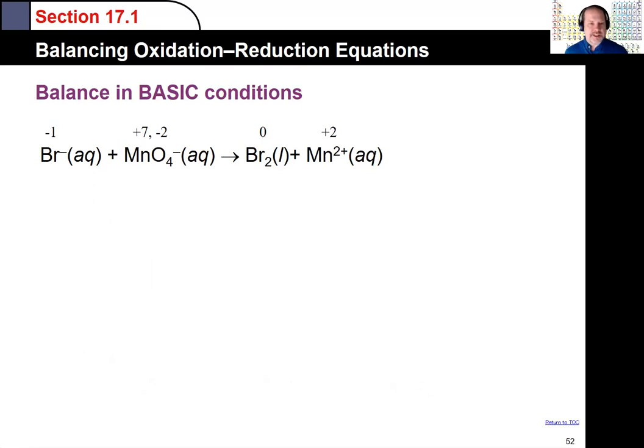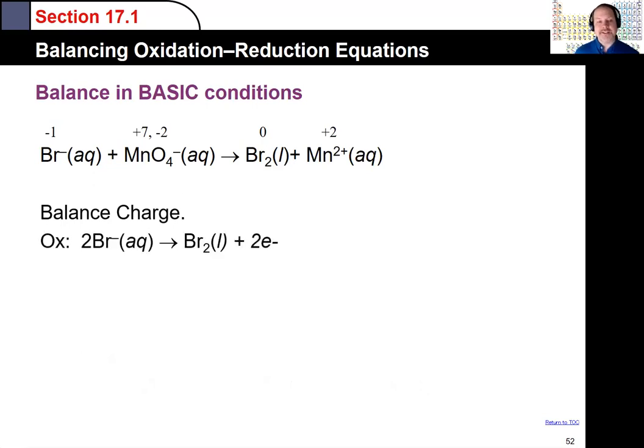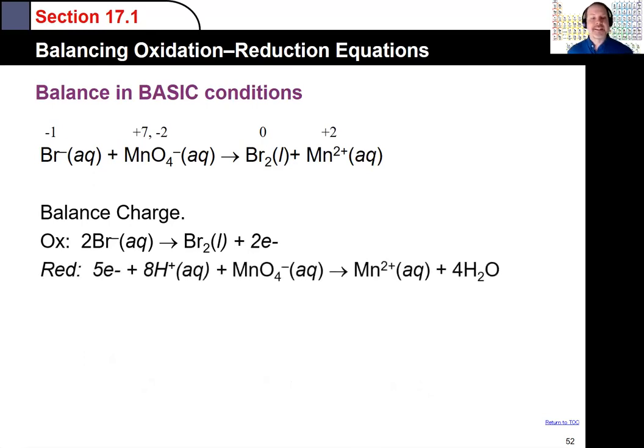All right, just checking the time here. We're doing good. Now, once we've balanced the hydrogens, we're going to balance the charge. The way we do that is add electrons, especially in the oxidation step. Those better end up on the product side. So we need 2 of those to get 2 negative charges to balance the 2 negative charges of the bromide.